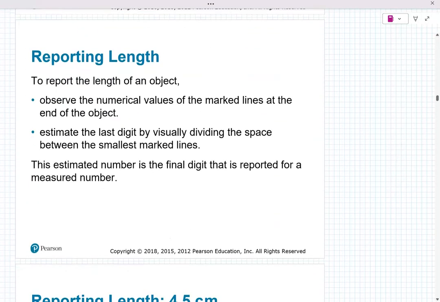So, I can't emphasize it enough. You have to estimate the last digit. Okay? And this is why the smaller the marks, the more precise your measurement is. Okay? Hypothetically, can you produce a ruler?